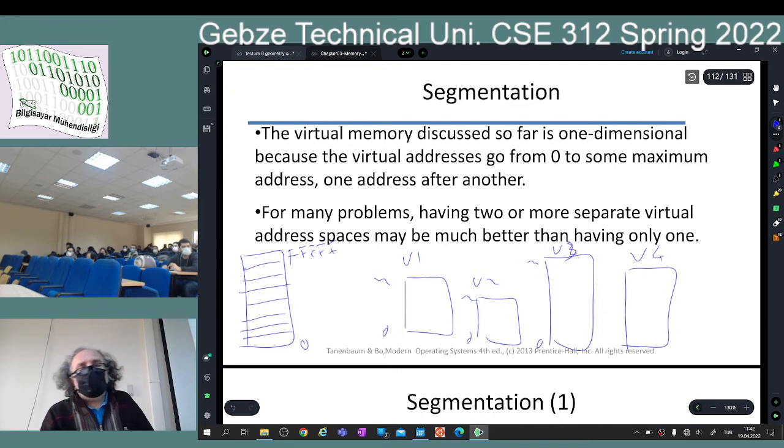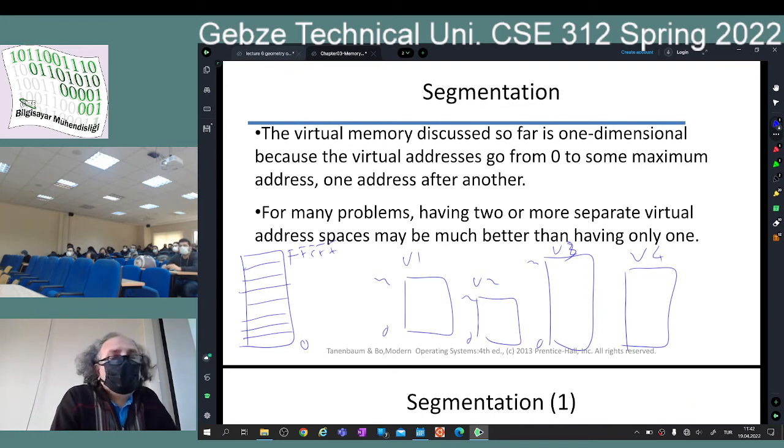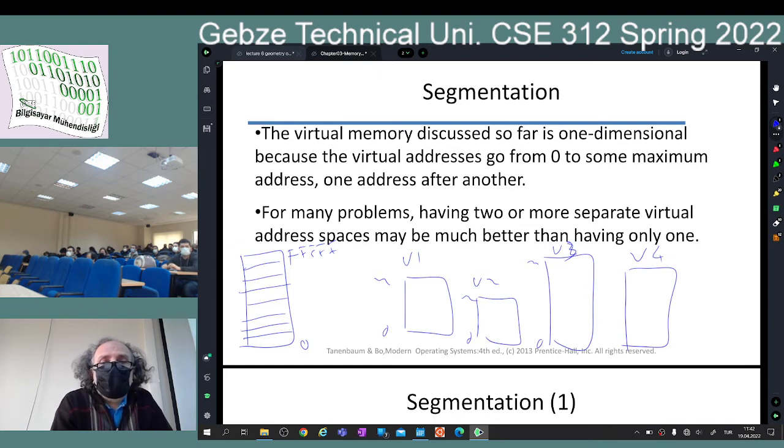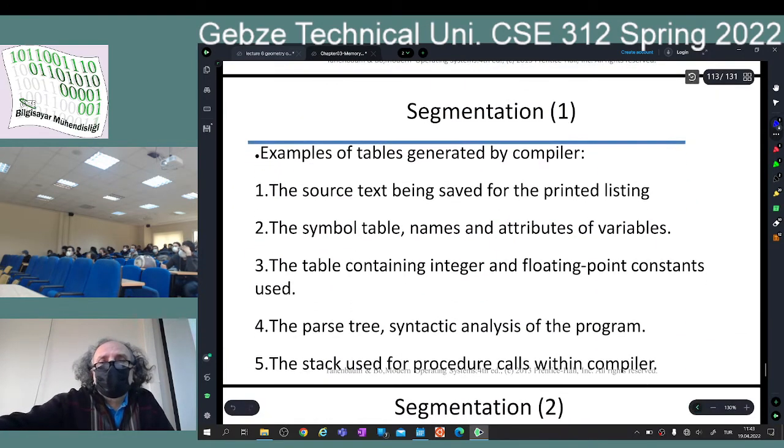There's paging in and paging out, and the page replacement, they are all happening without the knowledge of the programmer. In this case, the programmer knows these pages, and the programmer specifically tells the operating system how many pages it needs, and it knows where the data lives inside these pages. That's called segmentation.